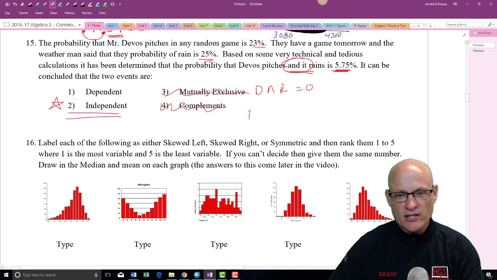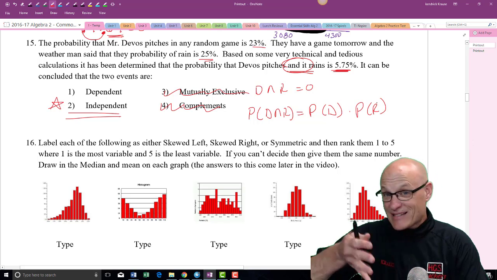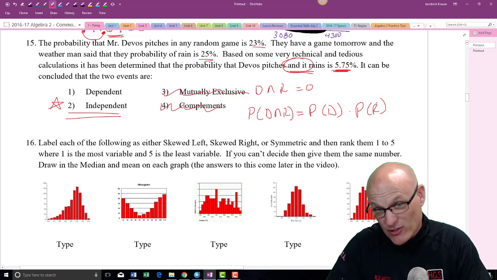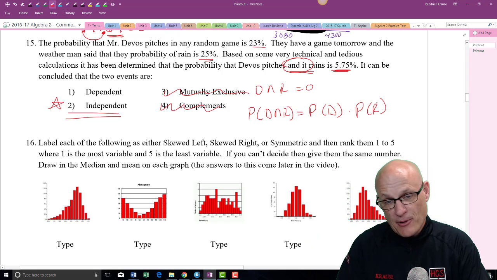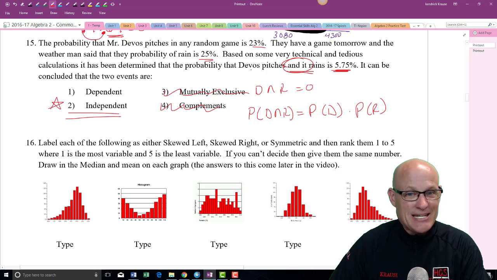And the real quick test for independence is the probability of Devos and rain is equal to the probability of Devos times the probability of rain. Now, if this is true, I'm not saying it's true. I'm saying if it's true, then they're independent. If it's not true, they're dependent. So let's do some math.